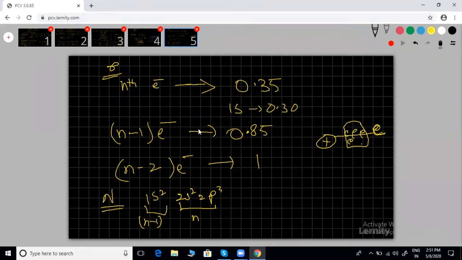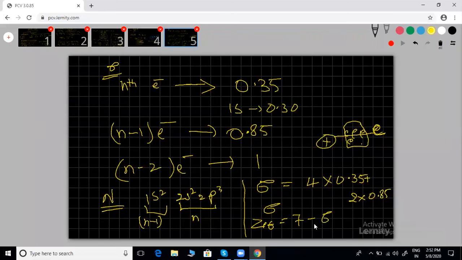Clear? Now can you calculate for nitrogen? Sigma equals how much? n electrons here: 4 electrons. 4 into how much is each electron's contribution? 0.35, plus n minus 1 electrons, how many? 2. So 2 into how much? 0.85. So this is your sigma value. Once we calculate it, Z effective equals the Z value, how much for nitrogen? 7. 7 minus your sigma value. So that's the screening effect.